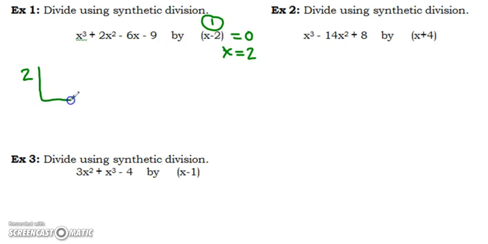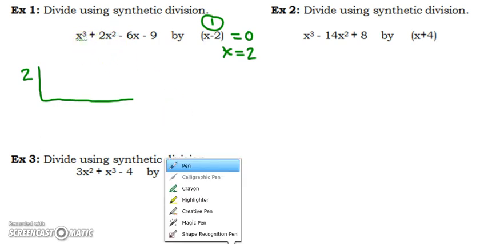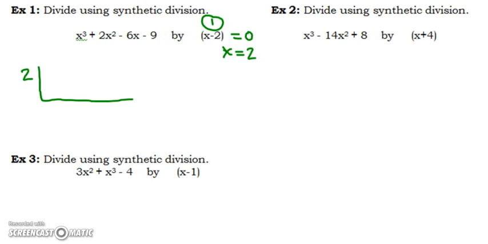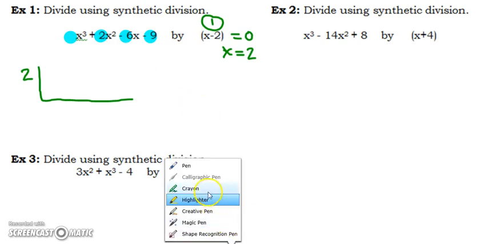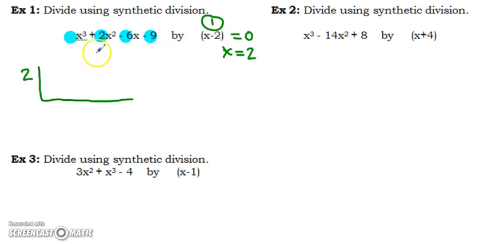And then we're going to make a different kind of bar, okay? Kind of like a really long L. Then we are going to take all of the coefficients in front of our terms, and we are going to write them inside this fancy little L. Notice all of our terms go down in degree, so we're not missing any. We don't need any placeholders. And the first one's 1. So 1, 2, -6, and -9. Notice I took the sign with me, all right?